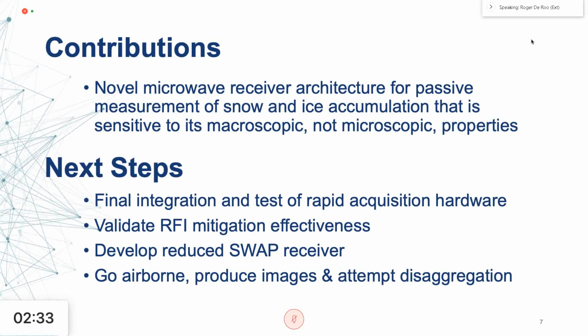So just to outline a couple of the steps that we've been doing, we're looking at a receiver architecture for making these passive measurements of these cryogenic materials, snow and ice. The secret is using a longer wavelength so that we're sensitive to its macroscopic properties rather than to the scattering of its microscopic properties, like the grain size or the correlation length of the particles within the snow.